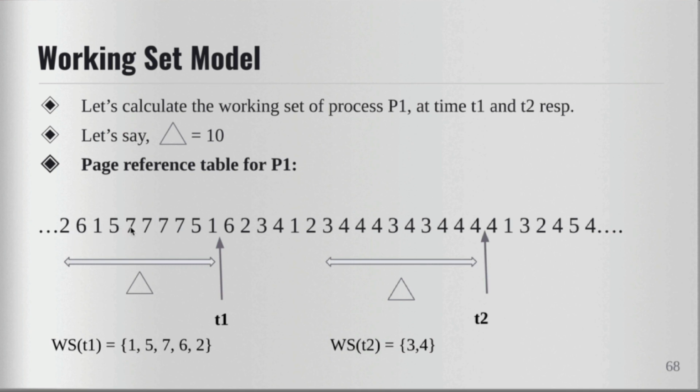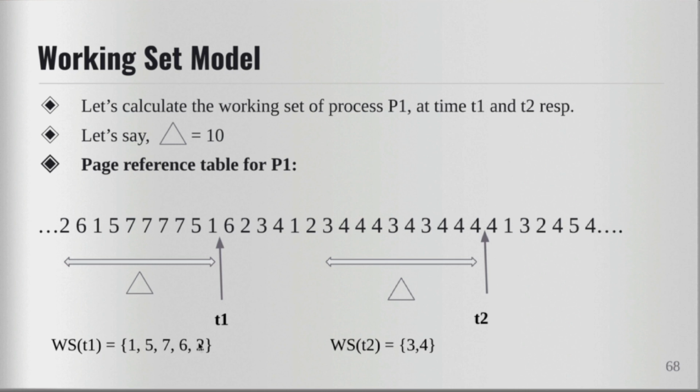So 2, 6, 1, 5, so on up until 4 and so on. So this is the page reference table for process P1. Now we're going to take this working set window. Basically, because delta is 10, we are going to take 10 pages at a time. And if we calculate the working set window at T1, then this will be all the unique pages.